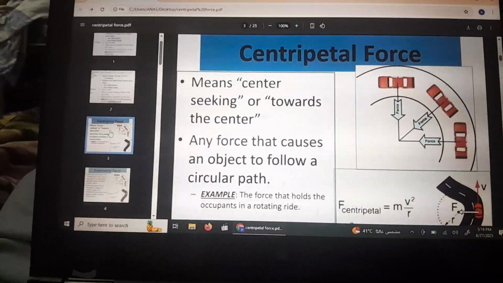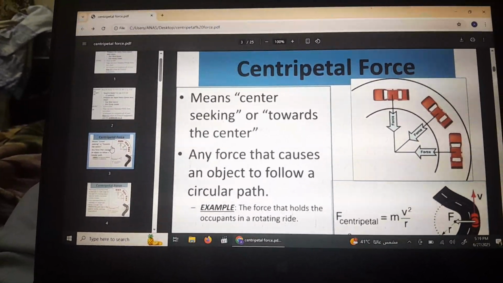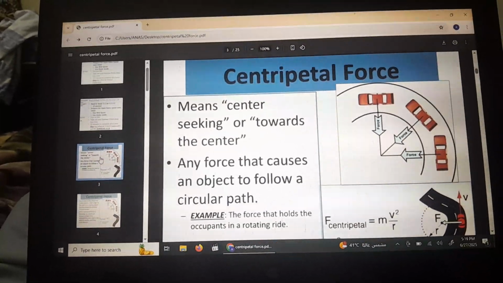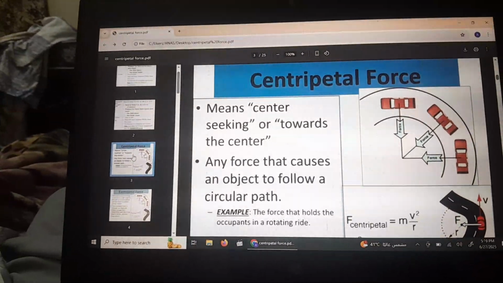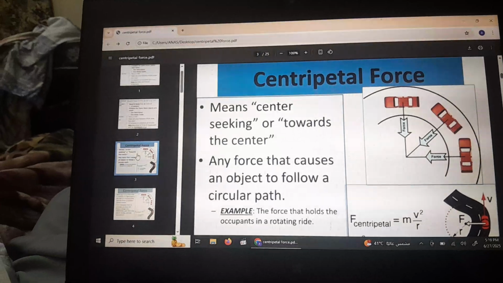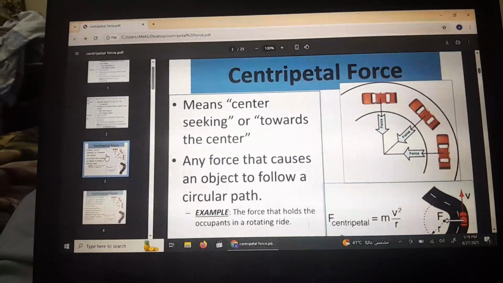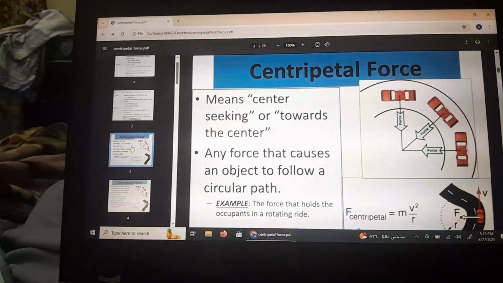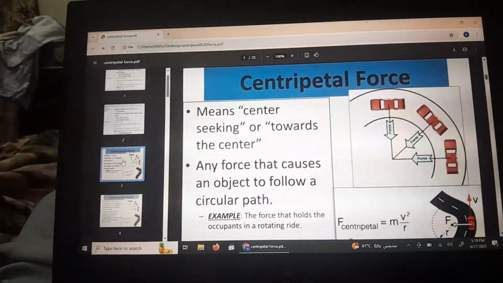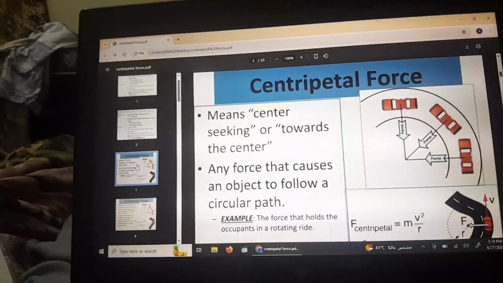Today we are going to explore an exciting topic from circular motion, and the topic is centripetal force. Before we begin, let me ask you some questions.